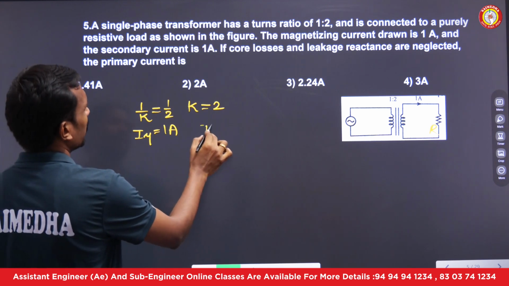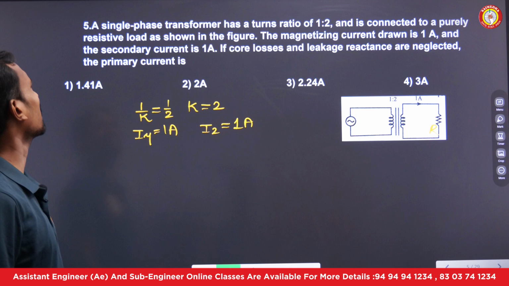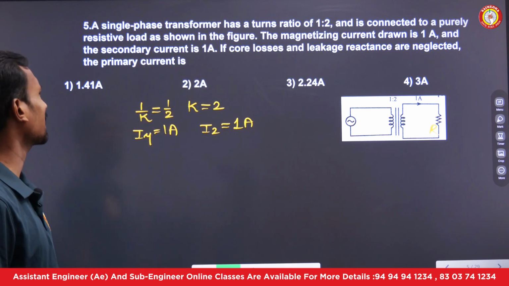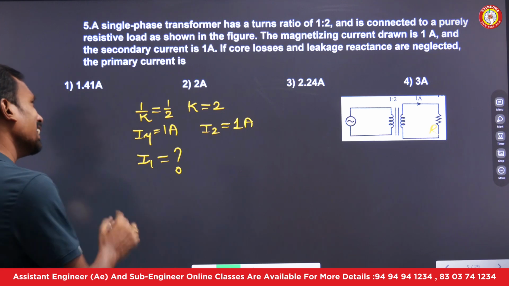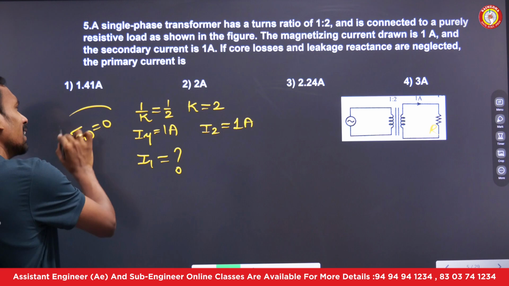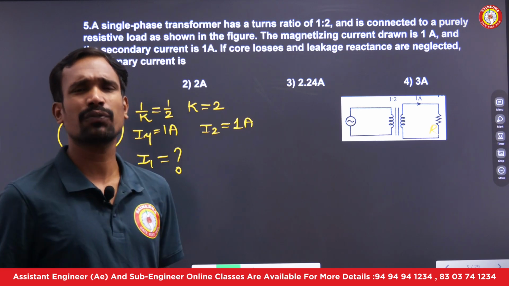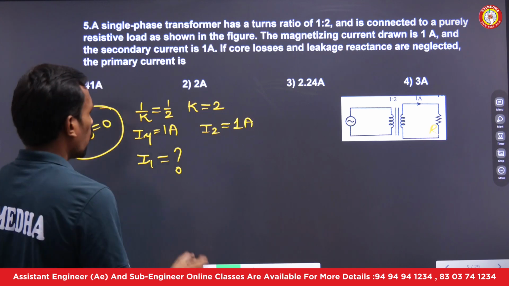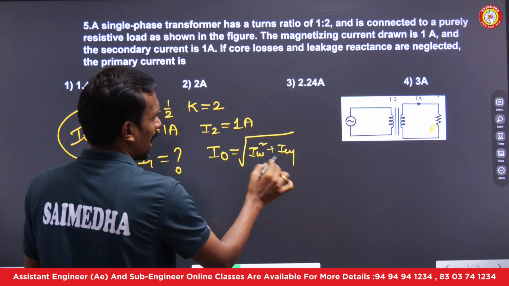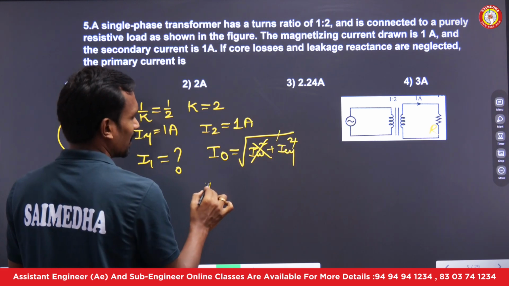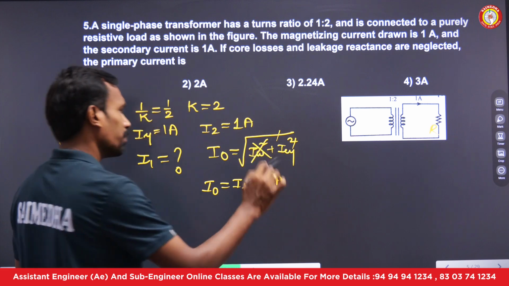And the secondary current they gave, the secondary current which is nothing but I2, is also 1 ampere. If the core loss and leakage reactances are both neglected, the primary current will be, they are asking the primary current. When the core loss is neglected, the core loss component is also neglected, there is no concept of IW. If there is an IW, there will be some core losses. If there is no IW, there are no core losses. So, what is I naught? I naught is nothing but square root of IW square plus I mu square. IW is already 0 and so the no load current is exactly equal to magnetizing current, which is exactly equal to 1 ampere.